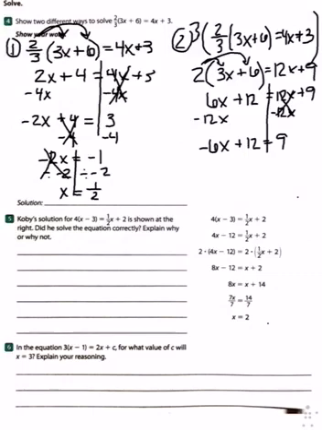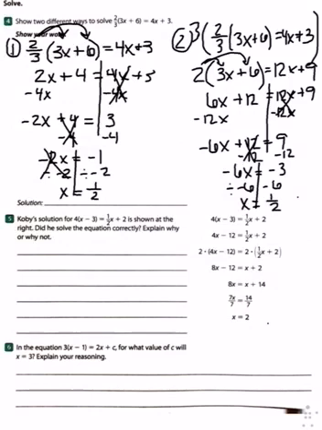I then have to move the 12. It's plus 12, so I do the opposite. I do a minus 12. 9 minus 12 is negative 3. My last step is to divide by -6. -3 divided by -6 is a positive 1/2.